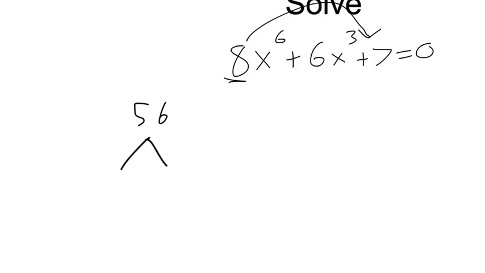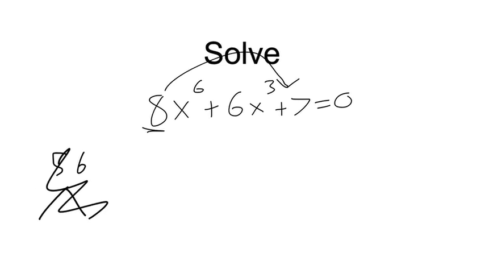Oh, and actually, you can't find two numbers that multiply to be 56, but add up to be positive 6. You can't find two integers, at least. So we can't actually factor this one. I suspect if you came to this video, you're going to want to see one where it's factorable.